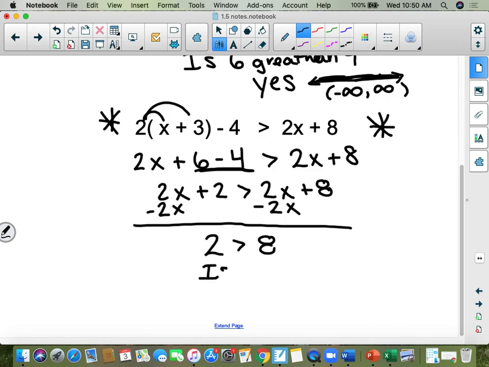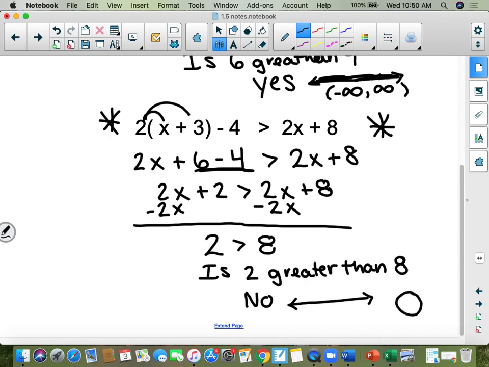Is 2 greater than 8? Is that true or is that false? No. 2 is not greater than 8. Your number line is going to stay empty, which means that nothing can work in this problem, and the solution is a circle with a line through it. So those are the special ones that you need to worry about.